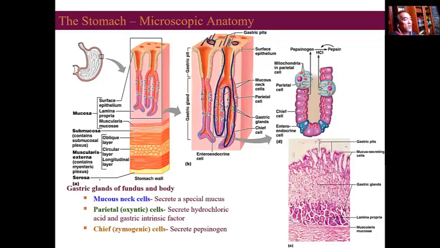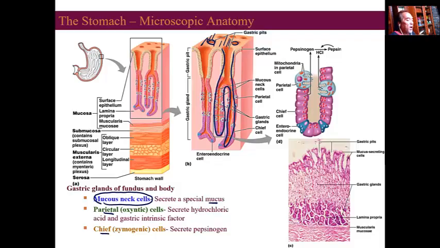Inside the pits are the gastric glands, mostly located in the fundus and the body. The mucus neck cells secrete mucus, a special type of secretion that covers the walls of the stomach to prevent the walls of the stomach from being injured by the acid secretion. So the mucus helps in protection. Now the next ones we have are the parietal and chief cells.